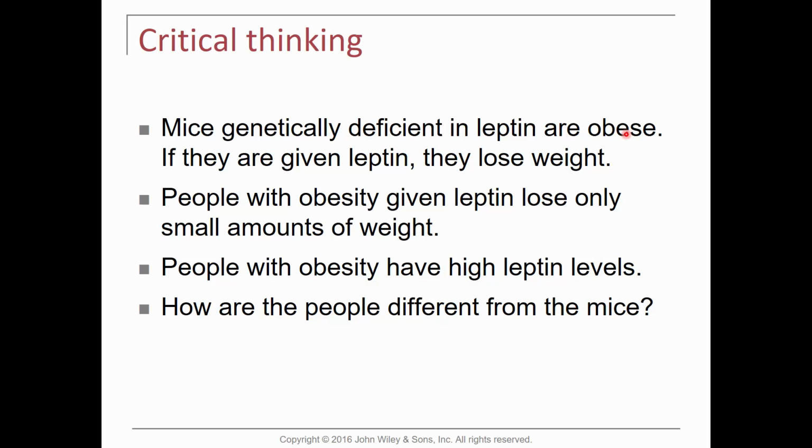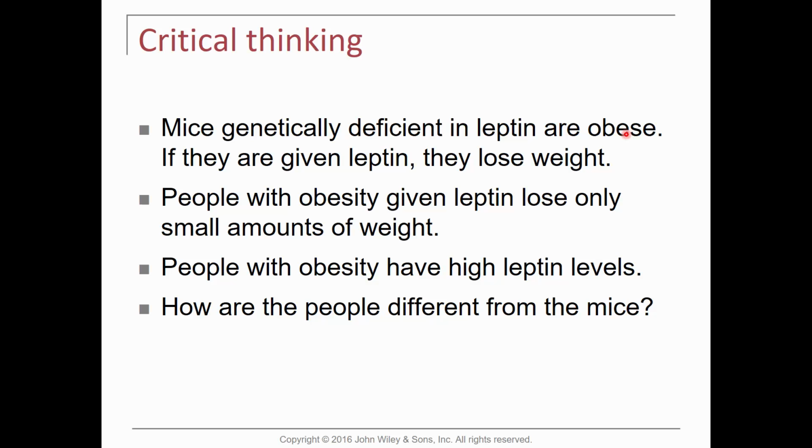So they did some clinical trials. There were people with obesity and they gave them leptin. Now, they lost a little bit of weight, but not very much, like 5 pounds or something, not very much weight at all. And then when these scientists checked people who struggle with obesity, turns out they have plenty of leptin. They actually have high leptin in their blood. So what's going on? The mice didn't have leptin, but the people do have leptin.